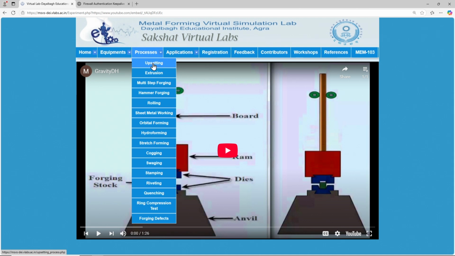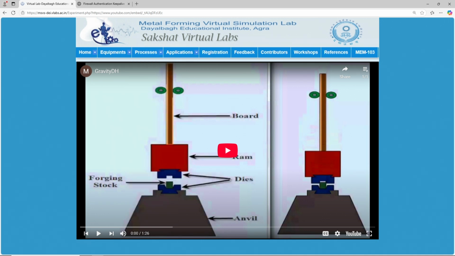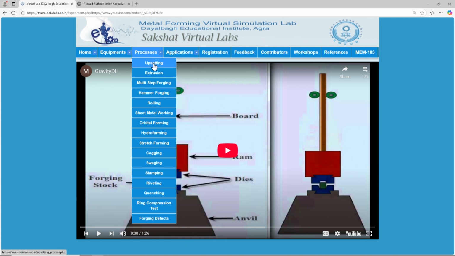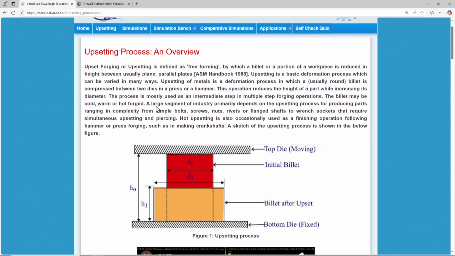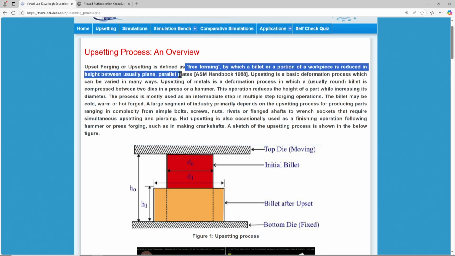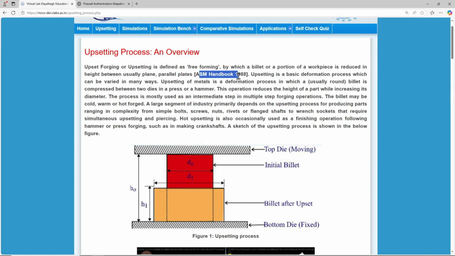I will walk you through the processes such as upsetting, extrusion, multi-step forging, rolling, sheet metal. A big range of processes are here, but I will only go through a few specific processes which are more commonly used. Let me first come to the upsetting process. In this you can see the theory about the upsetting process. What is the upsetting process? It is a free forming process by which a billet or portion of a workpiece is reduced in height. Usually a plain parallel plate is used, and the ASM Handbook 1988 is quoted, from which this definition is taken.